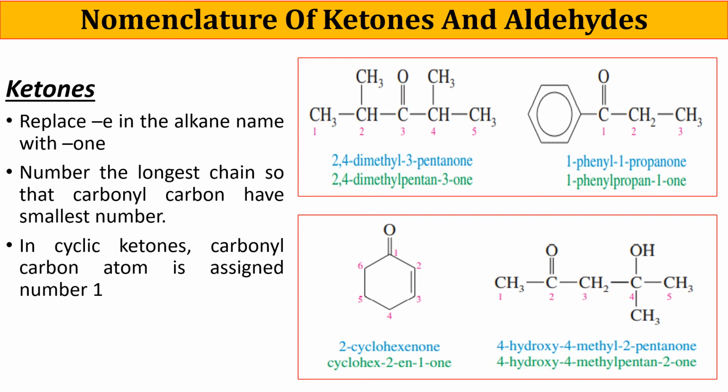The examples of ketones are 2,4-dimethyl-3-pentanone, 1-phenyl-1-propanone, 2-cyclohexanone, and 4-hydroxy-4-methyl-2-pentanone. Notice that all of the names end with "one" and the longest chain is numbered so that the carbonyl carbon has the smallest number.